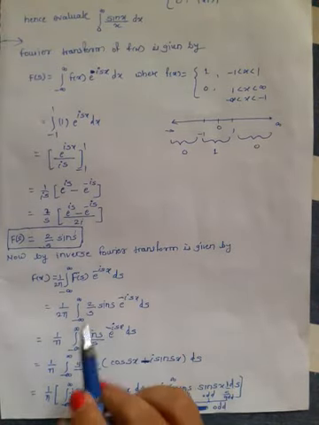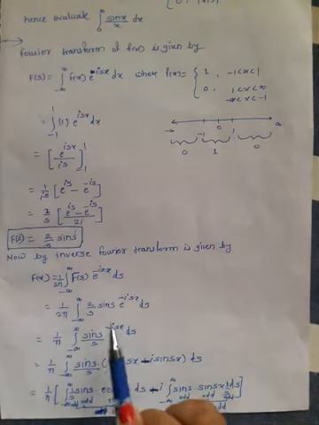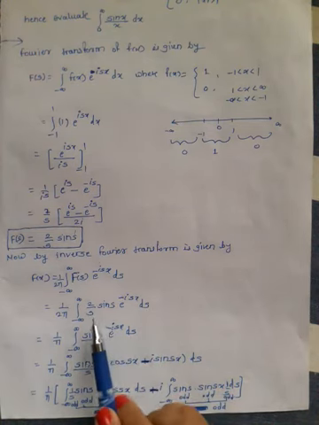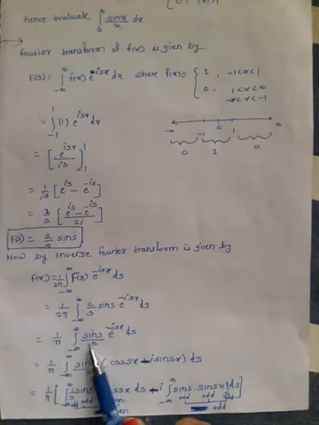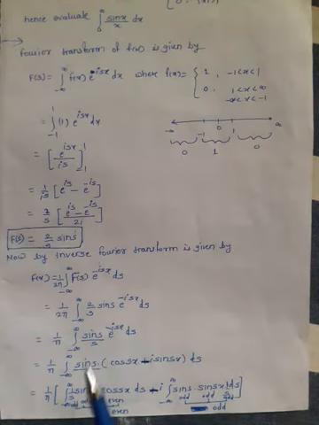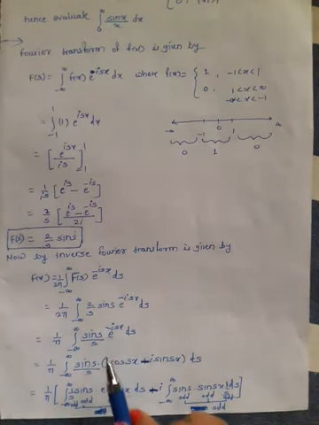Now take 2 outside of the integration; we have to solve this integration. The integration is with respect to s, so except s everything is constant. As of now, the 2 gets cancelled: 1 upon pi, integral from minus infinity to infinity of sin s e raised to minus i s x upon s ds.